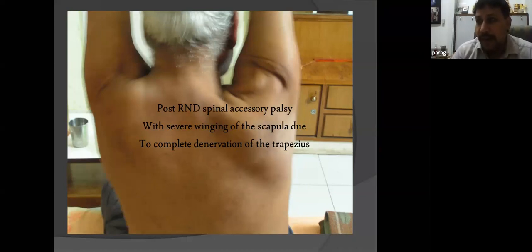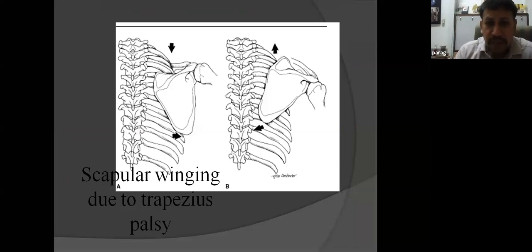When the spinal accessory nerve gets affected and sometimes damaged during the clearance of the neck, you get a complete denervation of your trapezius. So this is a straightforward diagnosis. You look at the fact that he has a history of neck surgery and a winging scapula. Unless proved otherwise, it's a spinal accessory lesion leading to a trapezius palsy. So this is how your shoulder can wing. This is due to serratus palsy, and this is due to trapezius palsy. There is a difference in the way it wings. We'll see if we can cover it later, but it's very classical.